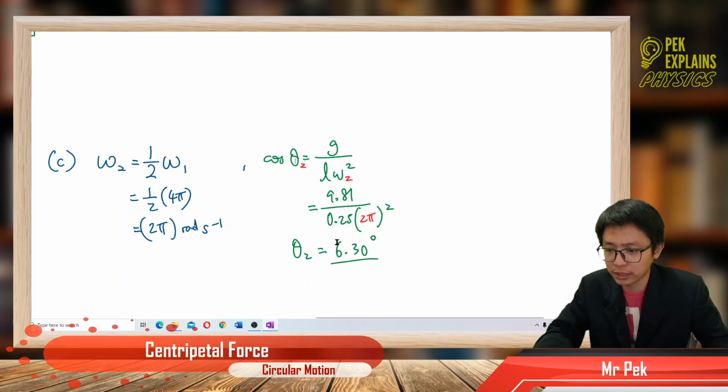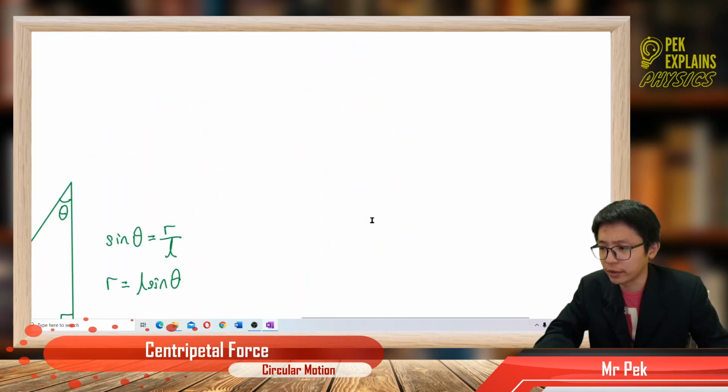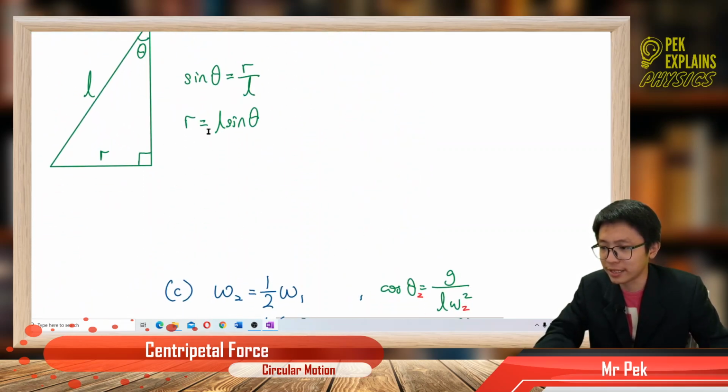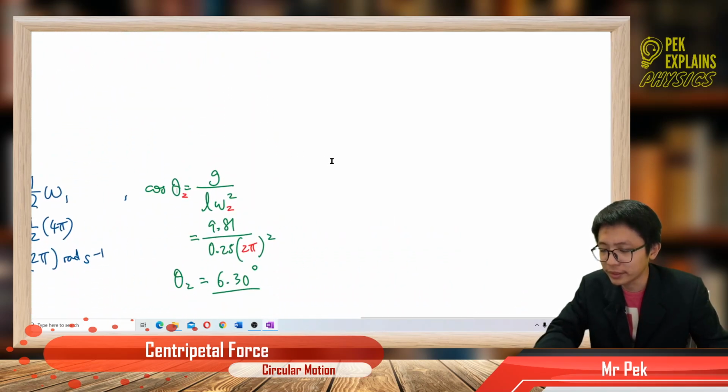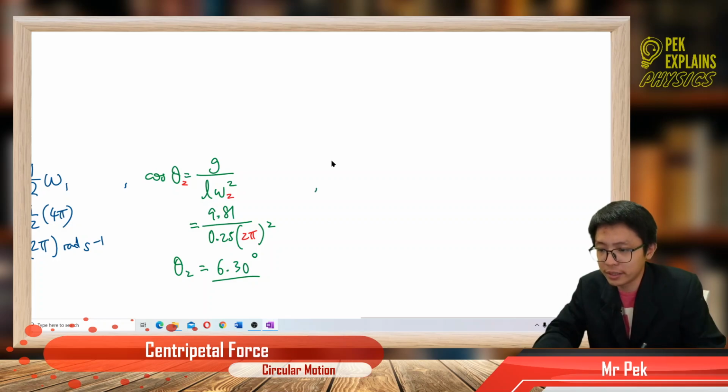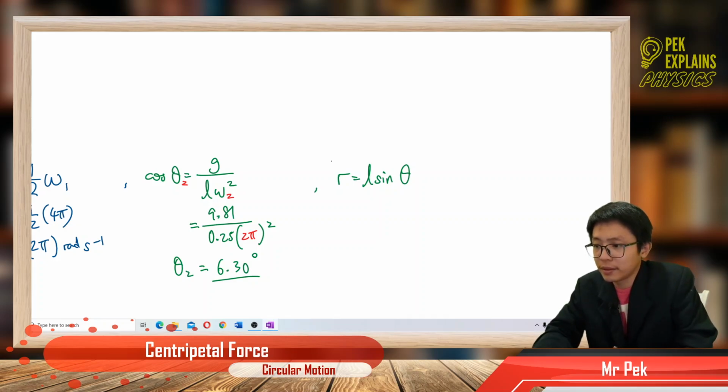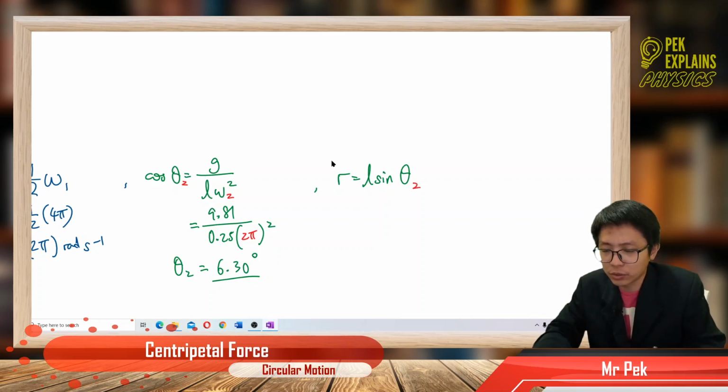Now, once we got theta 2, we can find the radius. Our radius is equal to L sine theta. Find the new radius, this time with theta 2. The length never changes. The radius of the circle changes.